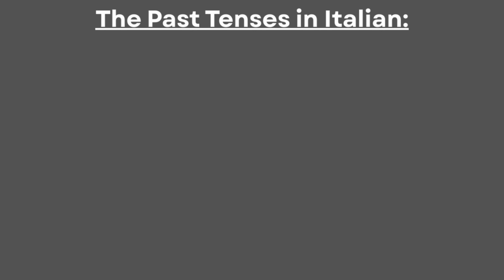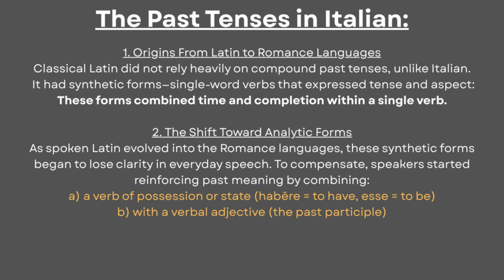The past tenses in Italian come from Latin, which had a set of synthetic past forms. As spoken Latin evolved into Romance languages, these synthetic forms began to lose clarity in everyday speech. To compensate, speakers started reinforcing past meaning by combining a verb of possession or state, that is, an auxiliary verb, and a verbal adjective, that is, a past participle.